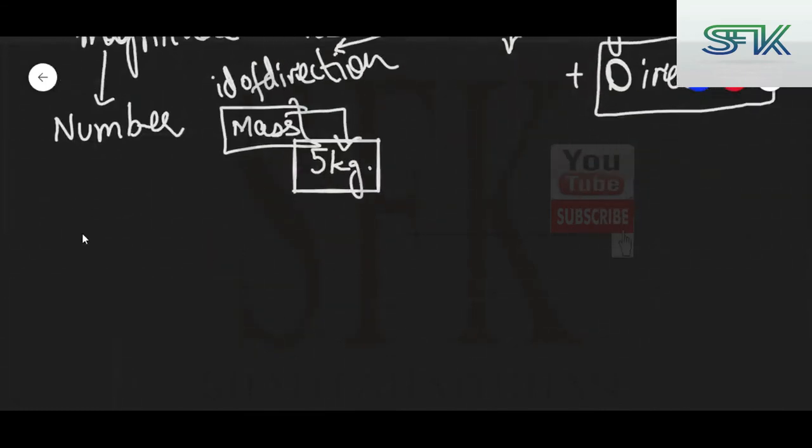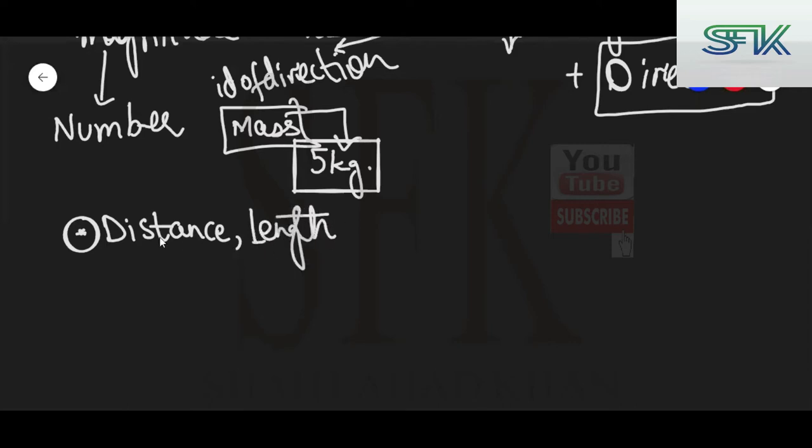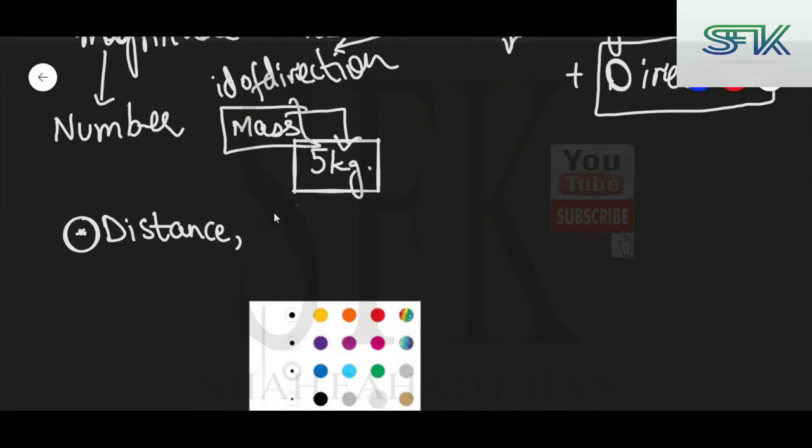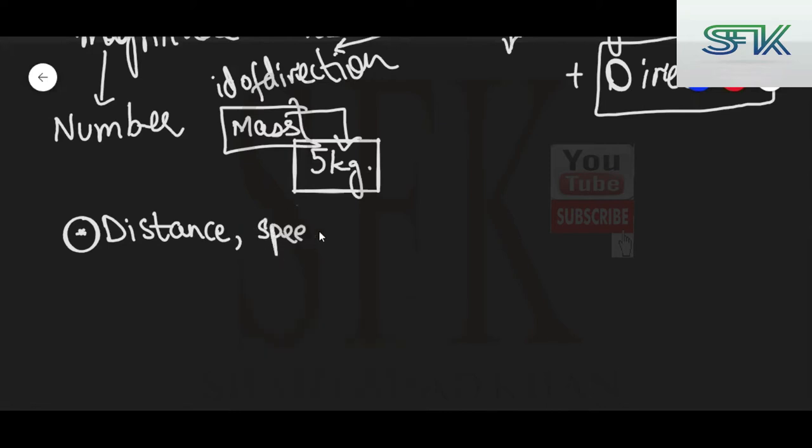Scalars in our syllabus are: distance is a scalar quantity. Length can be of two types, distance or displacement, but if just length is mentioned, it's a scalar quantity. Speed is a scalar quantity. Time is a scalar quantity. Mass is a scalar quantity, as I told you earlier.